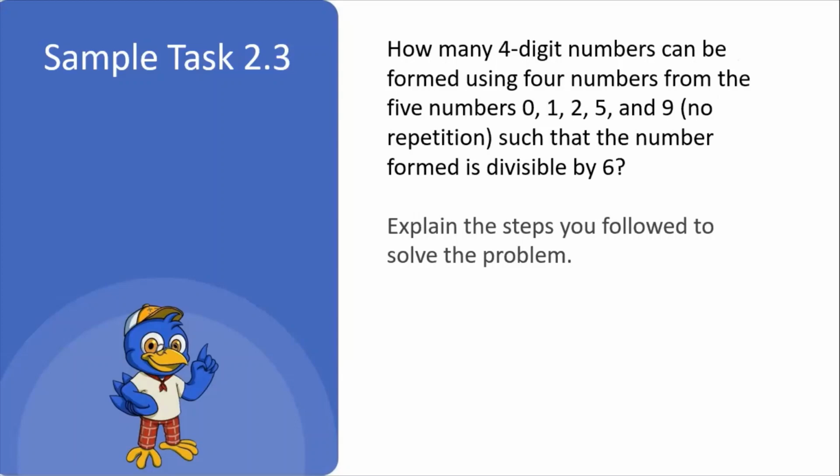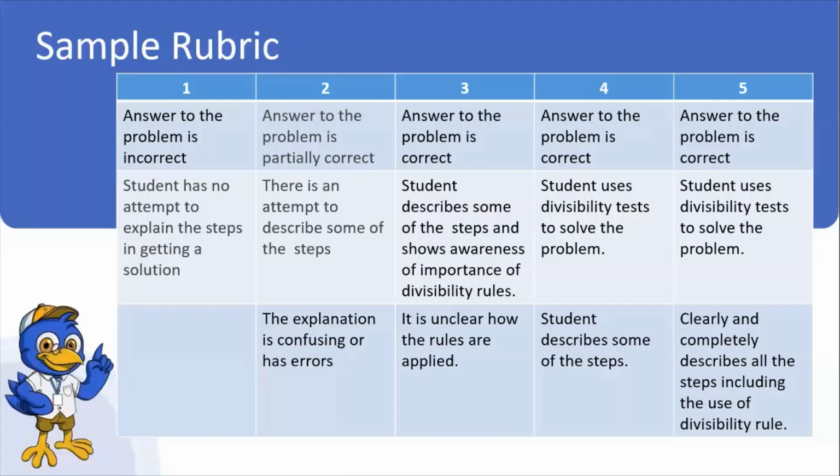Another sample task: how many 4-digit numbers can be formed using 4 numbers from the numbers 0, 1, 2, 5, and 9 with no repetition, such that the number formed is divisible by 6, and then require the students to explain the steps they followed to solve the problem. So these are just some sample tasks related to divisibility and looking for factors of a number.